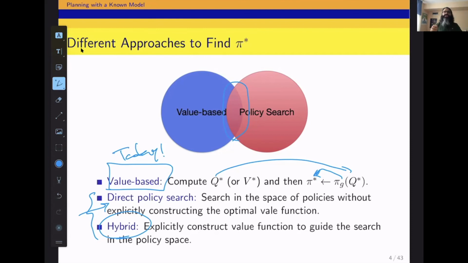So these methods just have a representation for policy. They implicitly compute something like value, because that's a value of a policy, but they do not have a direct representation of the value function. So that's why I would consider those methods as direct policy search.